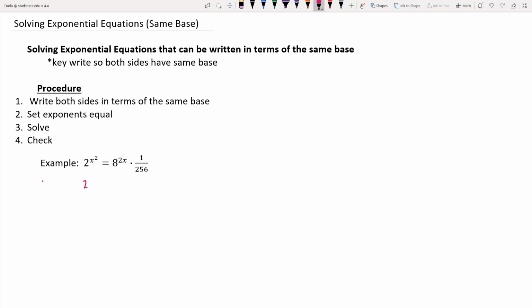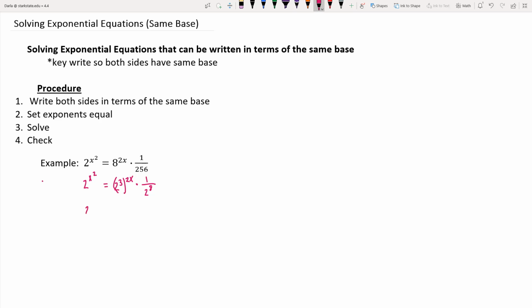So we have 2 raised to the x to the second power equals 8 to the 2x, which can be written as 2 to the third, because 2 to the third is 8, raised to the 2x power, times 1 over 256, and then 256, if we think about it, is 2 to the 8th power. So 2 times 2, 8 times, would give us 256.